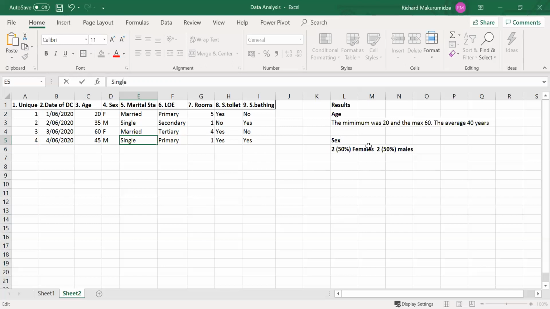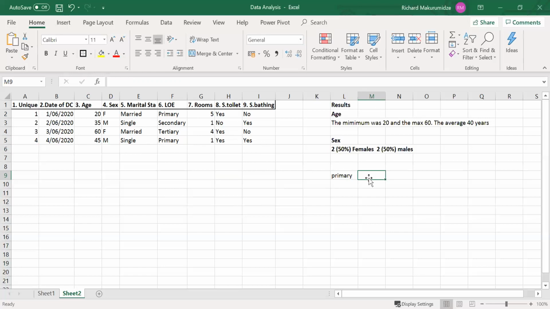This one is the percentage, which is 50%. So it depends on your data. You can also draw graphs for your data. I'm trying to figure out which variable I can use to draw graphs. You can draw pie charts, for example, you count how many primary.